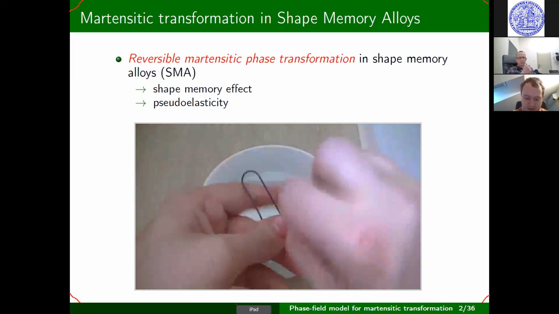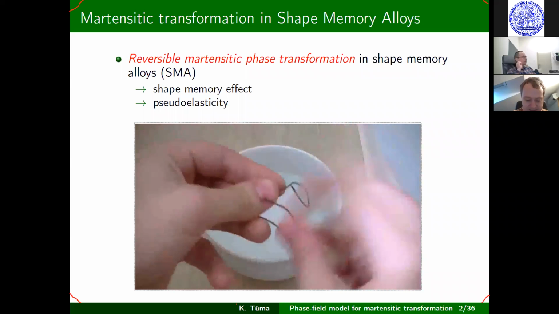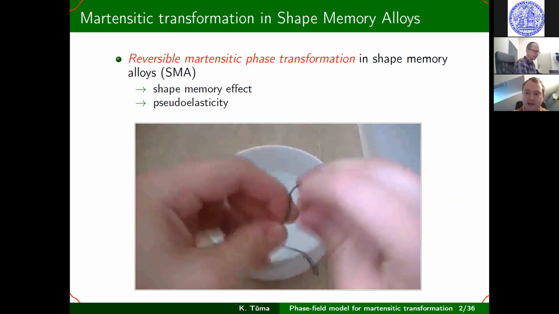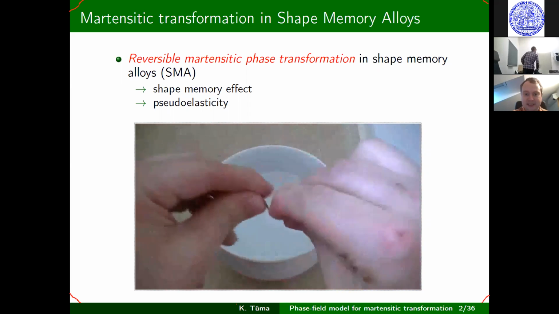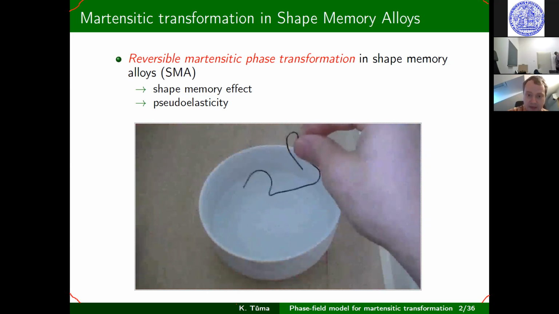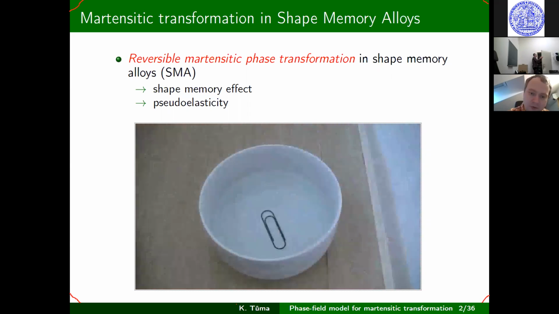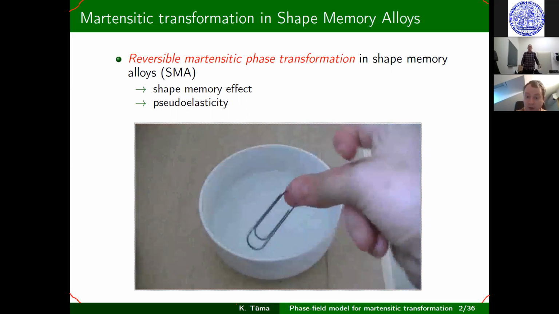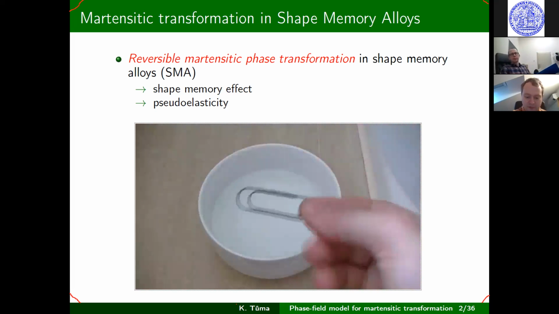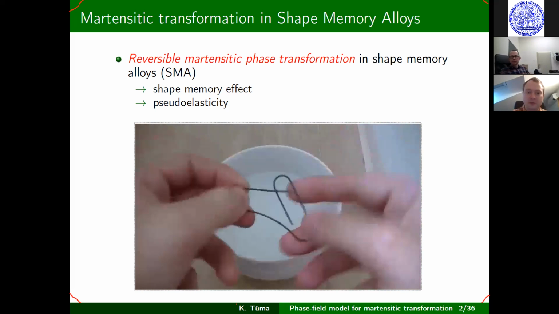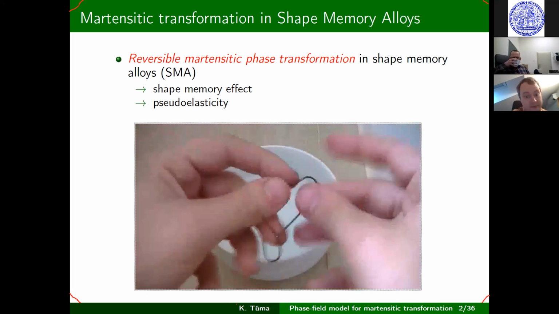The material typically exists in different phases. The parent phase, called austenite, is the phase that exists typically at high temperature, and it has higher symmetry than the other phase, the martensite. Here in the bowl, there is hot water. When he starts to deform the material, it transforms from austenite to martensite. It is important that this transformation is reversible.